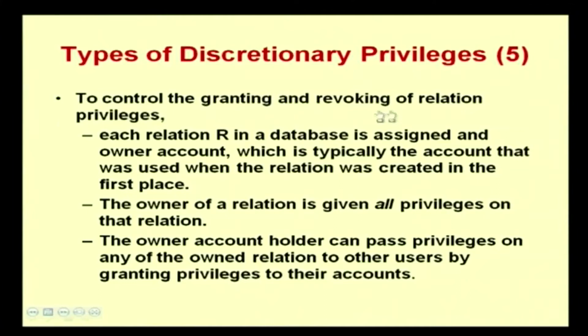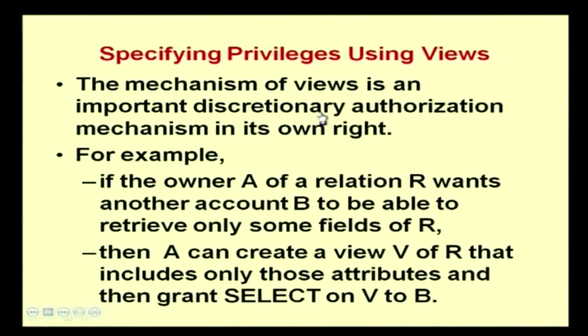To control the granting and revoking of these privileges, each relation R in a database is assigned an owner account, which is typically the account that was used when the relation was created in the first place. The owner of a relation is given all privileges on that relation. The owner account holder can pass privileges on any of the owned relations to other users by granting privileges to their accounts. The mechanism of views is an important discretionary authorization mechanism in its own right.